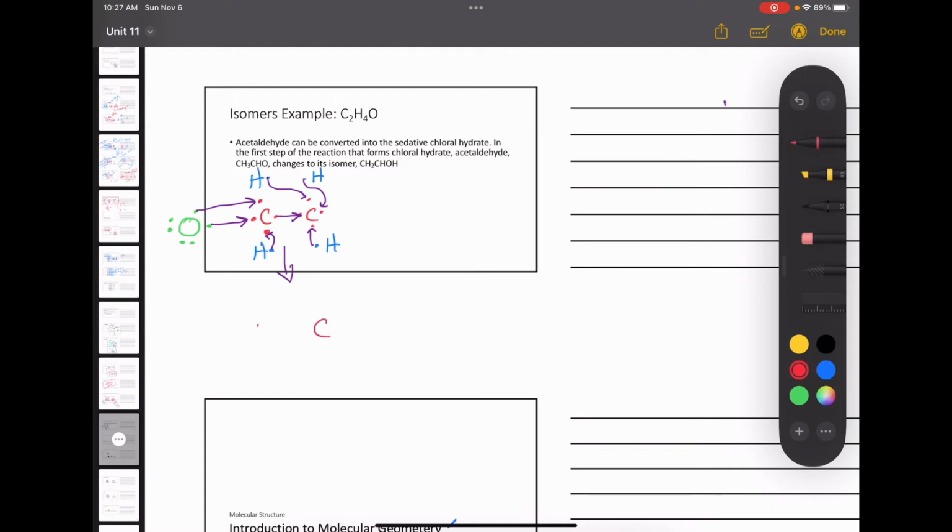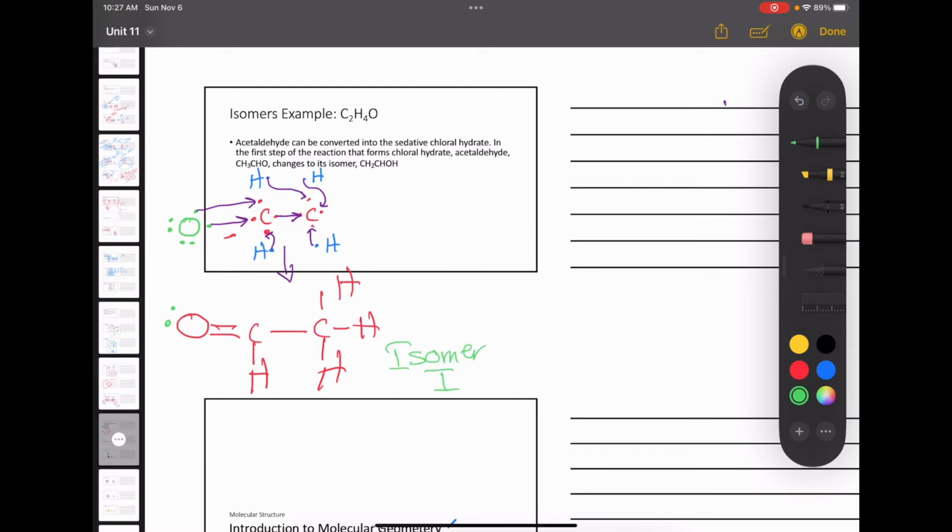So I'll have carbon in the center with a bond, and I have 2 hydrogens connected to that carbon. 1 hydrogen and 1 hydrogen. And another hydrogen. And I have a hydrogen connected to this carbon, and I have a double bond to oxygen. Correct? That's where my double bond comes from. And I never forget my lone pairs on the oxygen. So that is the first isomer for the acetaldehyde.